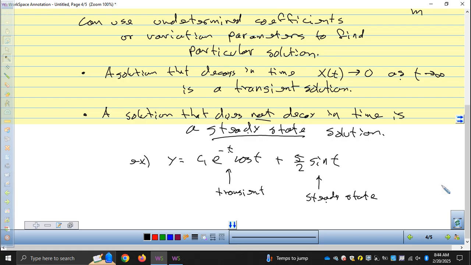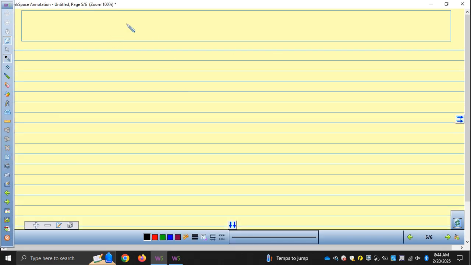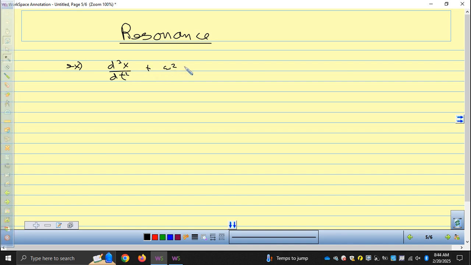So an interesting thing happens in particular situations with driven motion. And that interesting thing is resonance. If you've taken physics, if you've taken science, you've probably heard of resonance before. We're going to talk about it mathematically. If we have our equation d squared x dt squared plus omega squared x equals f sub 0 sine gamma t.